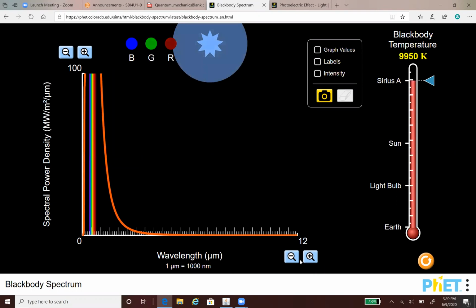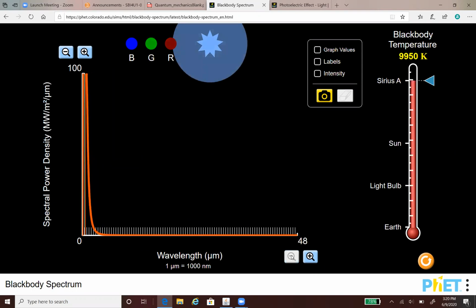But there is a connection between temperature and a star's color. That's really hard to see here. If it got hotter, it would become white or blue, depending on how hot it gets. So it actually would shift to the blue end.